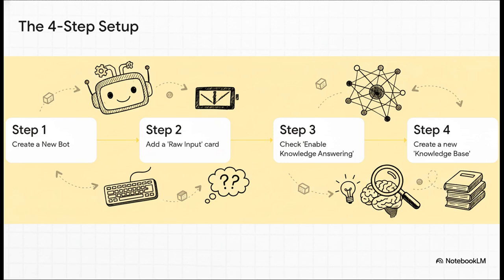Okay, so the setup process is way more straightforward than you might think. First, we just create a new bot. Easy enough. Then, we add this thing called a raw input card. Just think of that as the chat window where a person types their questions. Step 3 is the crucial one. We check Enable Knowledge Answering, which basically gives the bot permission to use its memory. And finally, we create the knowledge base itself. This is going to be our bot's custom brain.